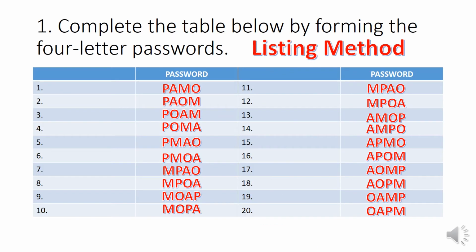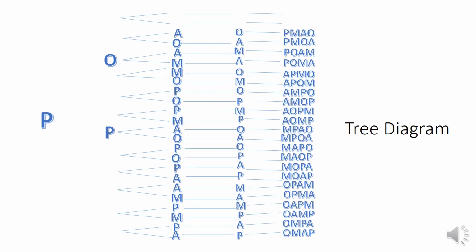An arrangement of objects or events similar to the activity in the exploration, in which the order is important, is called a permutation. To find the total number of passwords that Mrs. Pamo can create, we can use a list or tree diagram.